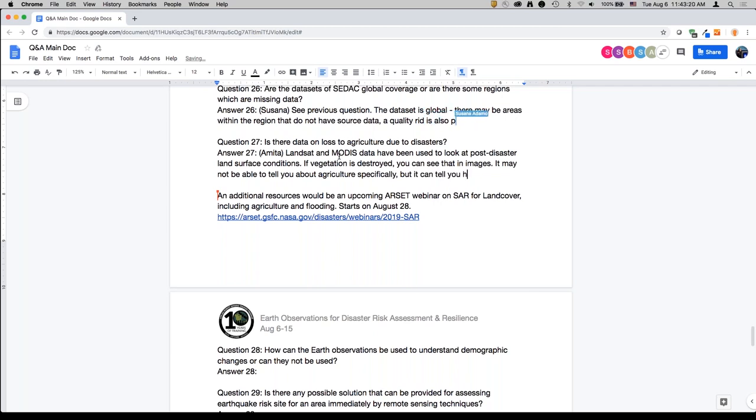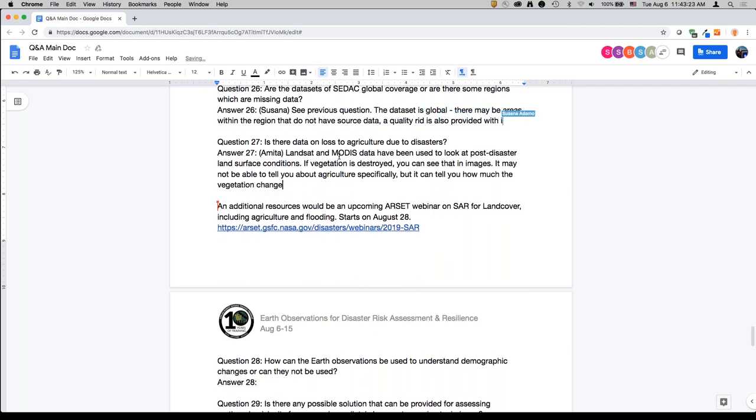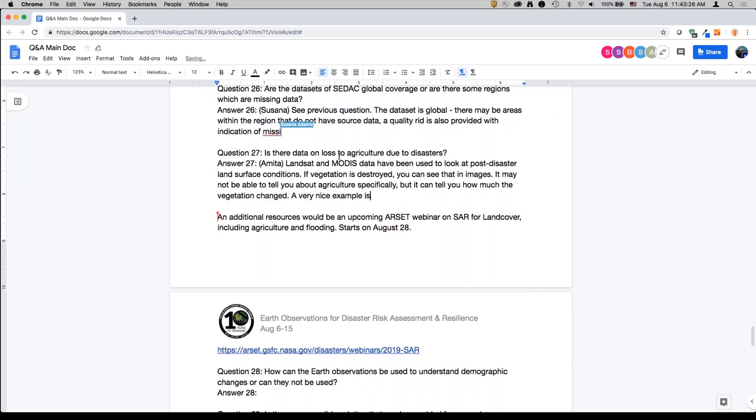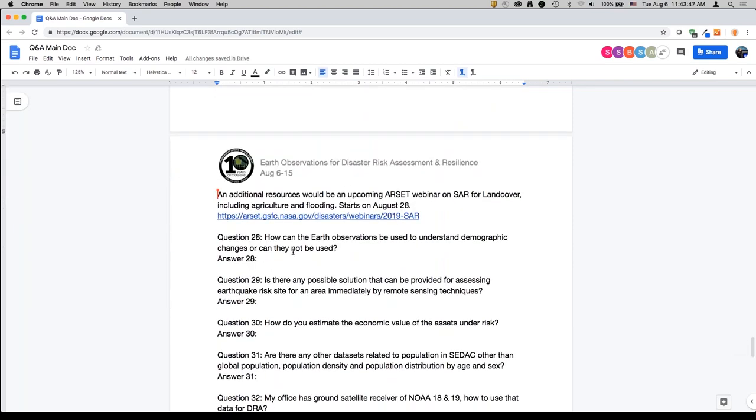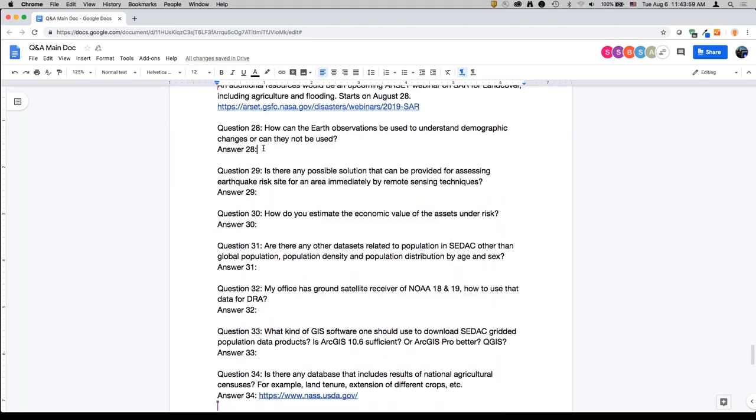Actually, there is a very nice example about Hurricane Maria. On one of the Caribbean islands, all the trees had fallen, and you can see that in the satellite before and after Landsat image that shows a clear difference in land cover. Also, ARSET will have a SAR land cover webinar focusing on agriculture and flooding, later this month, and that will have additional information about how one can look at land cover after a disaster.